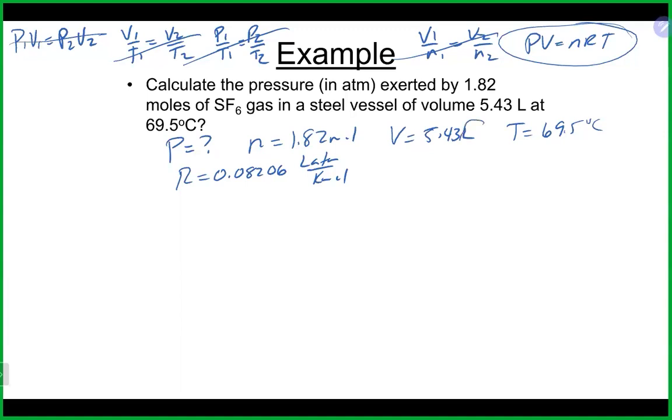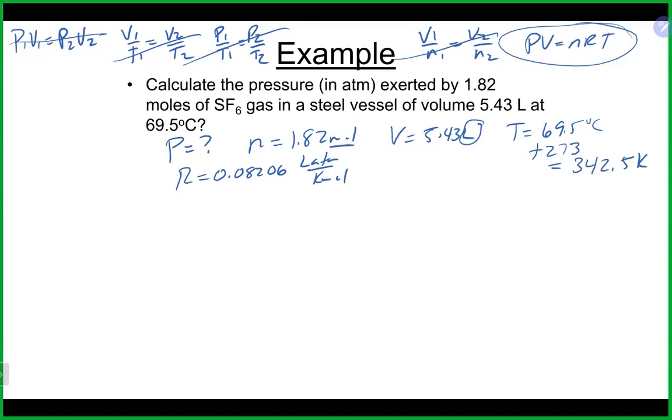Our unit of volume is good, it's in liters. Our temperature is not good. So like normal, we're just going to add 273 and convert it to Kelvin, and that looks like 342.5 Kelvin. And everything else is good.